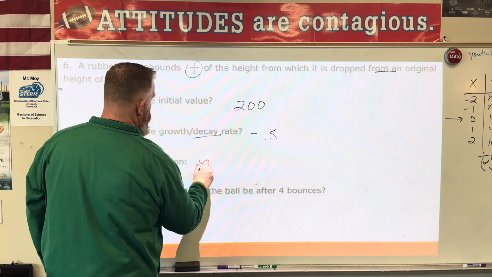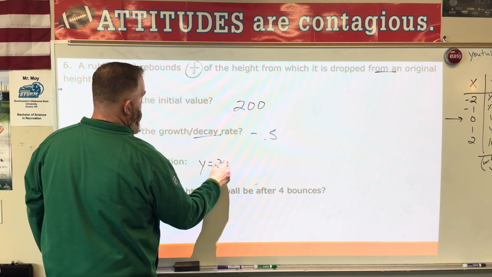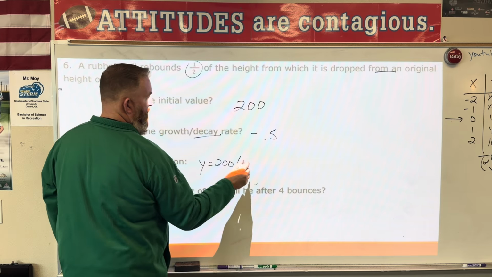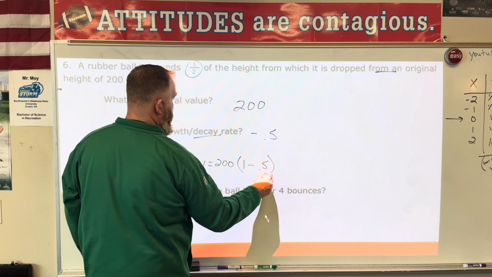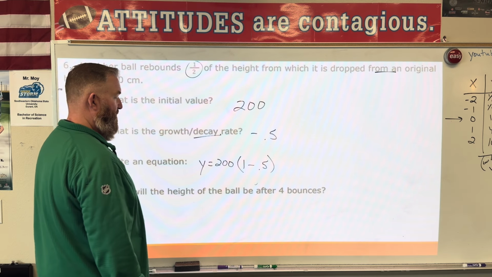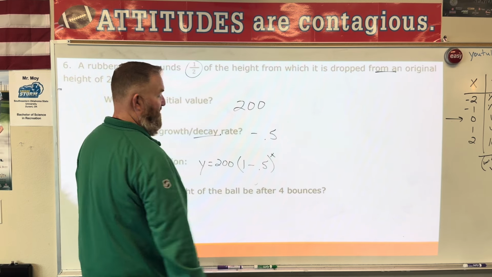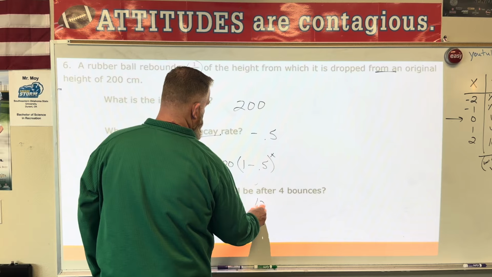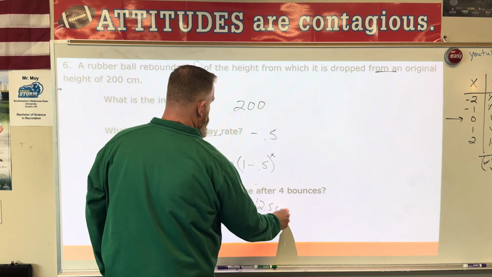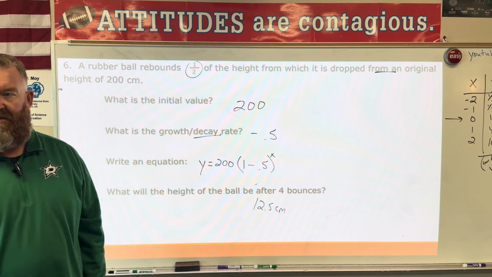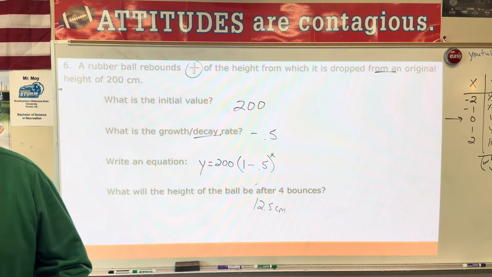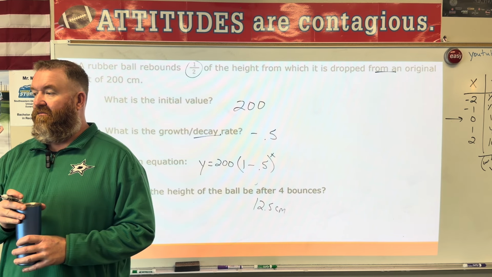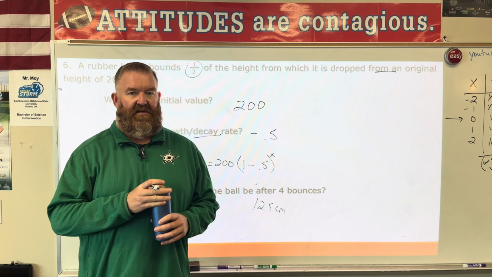Write an equation. Y equals 200, 1 what? Plus or minus? Minus 0.5. So it's half. To the x, or 4. So how high is it after 4 bounces? 12.5 centimeters. Thank you for labeling it. Thank you for labeling centimeters. That's important. A lot of people would just put 12.5. So you guys saying centimeters, that's really, really good.